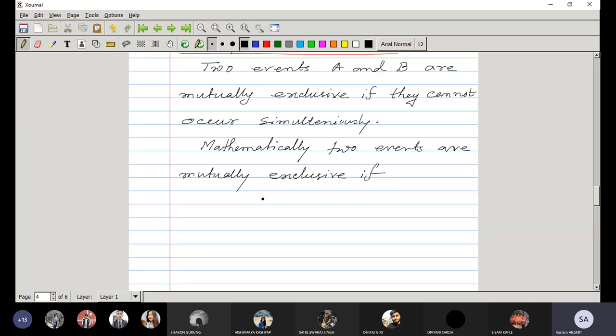Mathematically, two events are mutually exclusive if A intersection B is equal to phi. So that's mutually exclusive events: A intersection B is equal to phi.